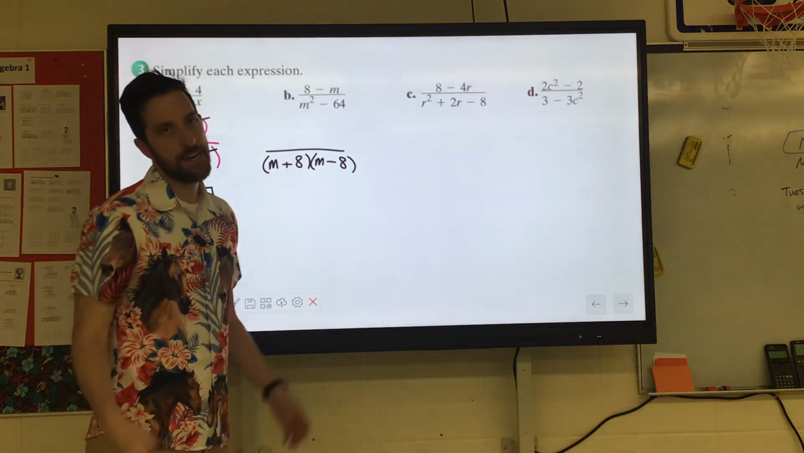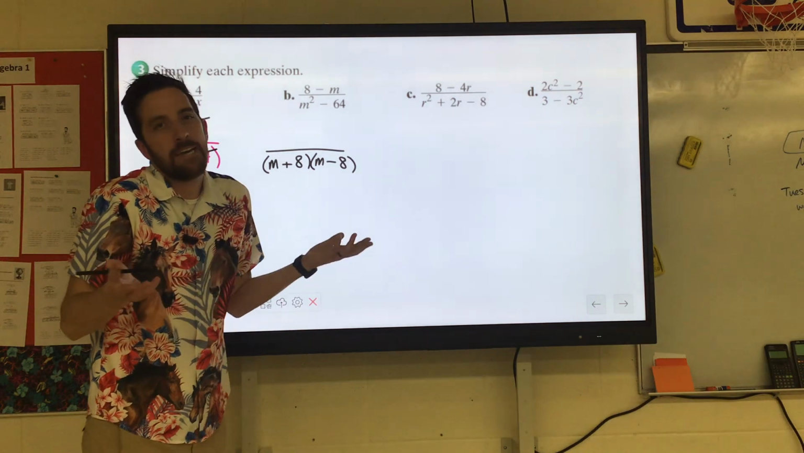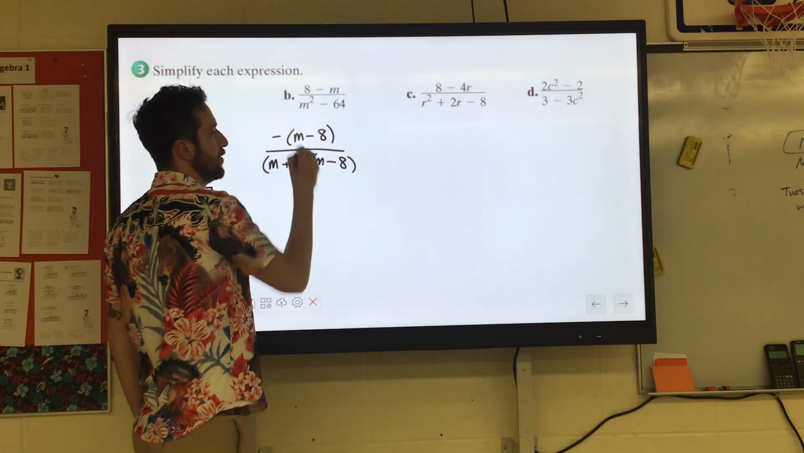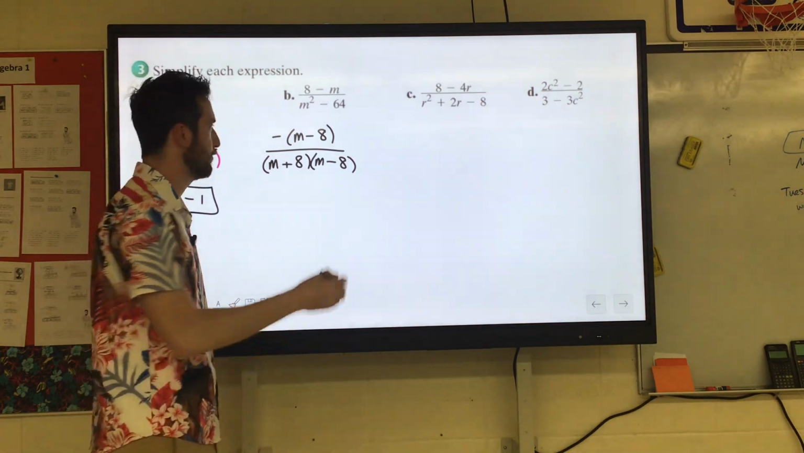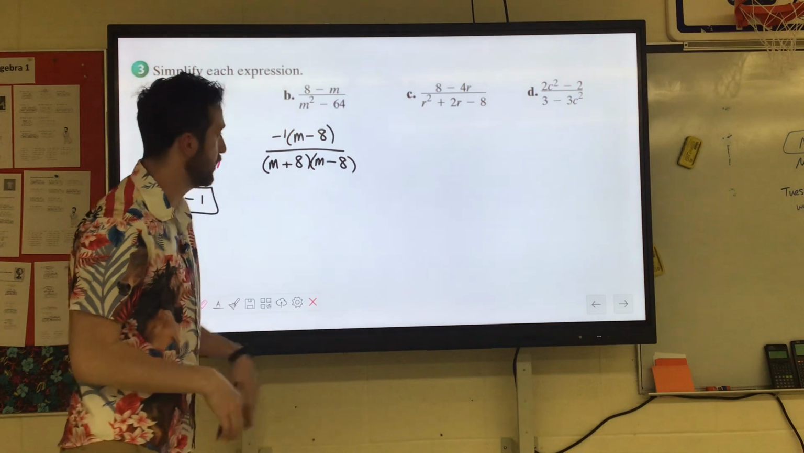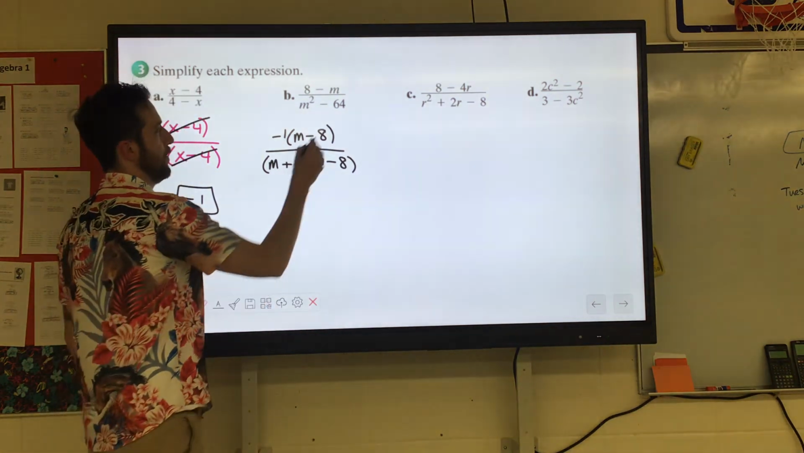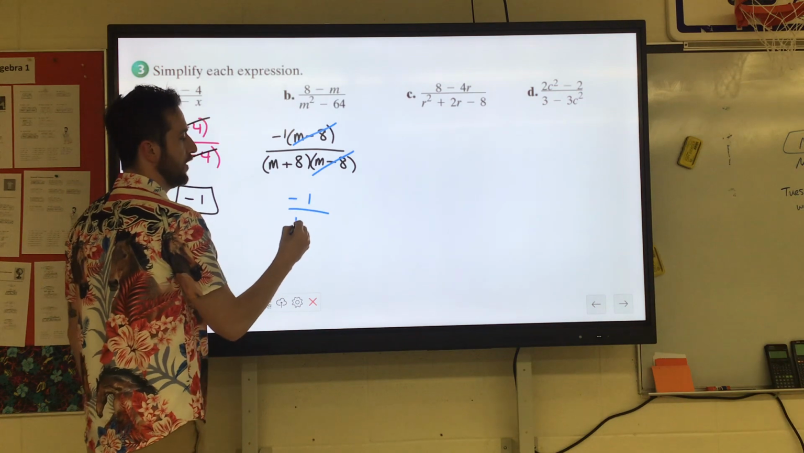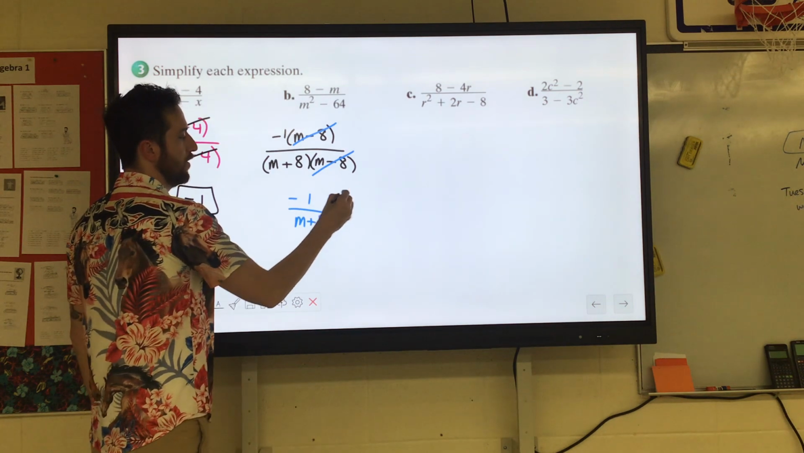I see the numerator's 8 minus m. I need to make it m minus 8. Easy fix. Factor out a negative 1. If it helps, write the negative 1. Otherwise, just put the negative out there. Now we can cancel out the m minus 8. We're left with negative 1 over m plus 8.